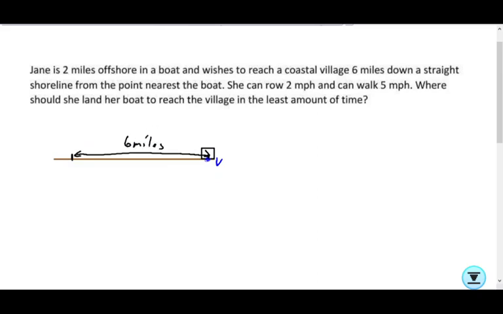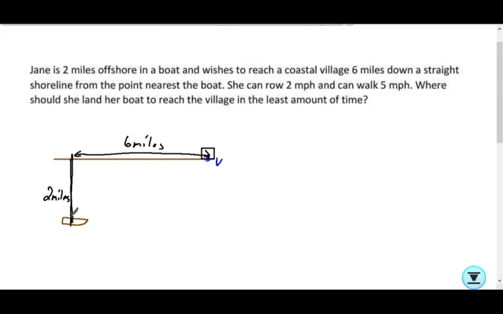She's in a boat here, so we'll draw a little boat. And this boat right here is 2 miles offshore. So from here to here, this is 2 miles. It says, where should she land her boat to reach the village in the least amount of time? So she wants to get from this point here to the village as fast as possible. Now she can row the boat 2 miles an hour and she can walk 5 miles an hour.